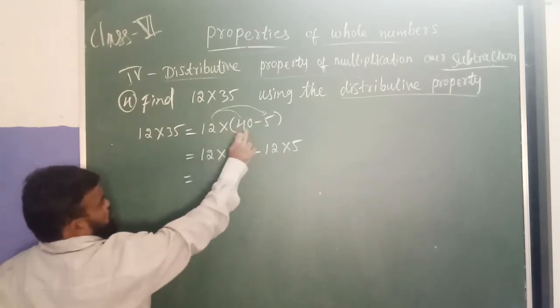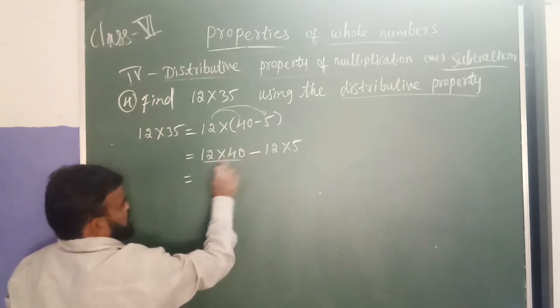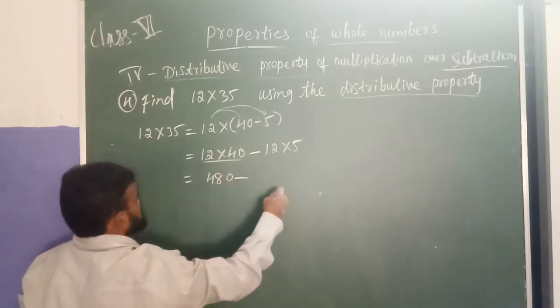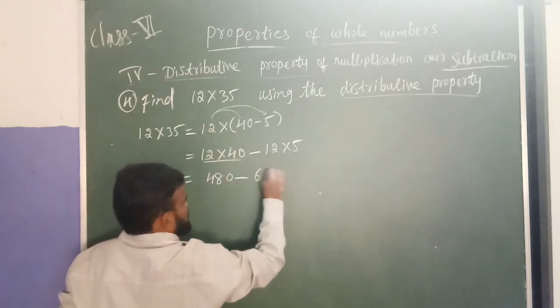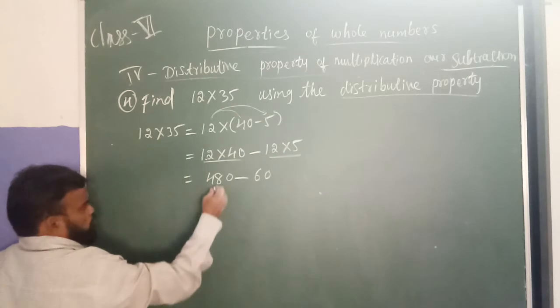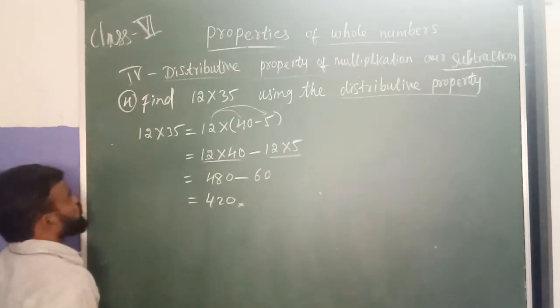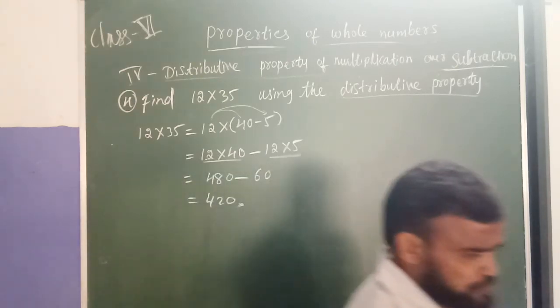After that, distribute this into this multiply, minus sign, this into this multiply. 12 zeros are 0, 12 fours are 48. Minus, and this we are getting 12 fives are 60. 480 minus 60 is 420. This is the final answer. Understood?